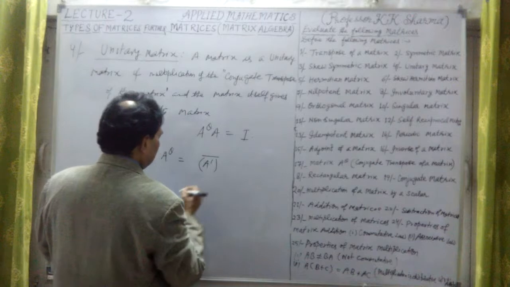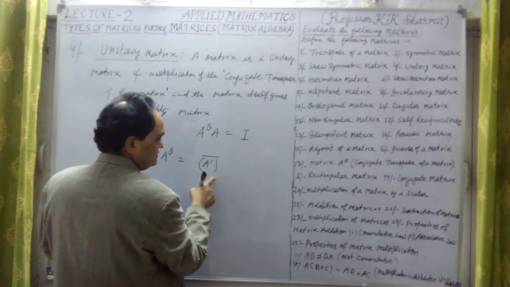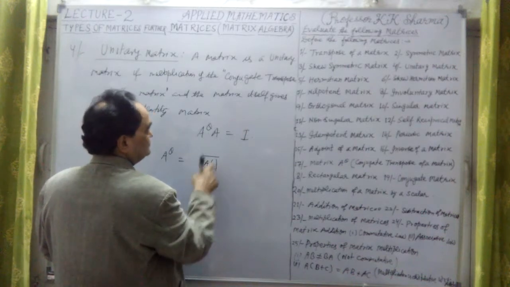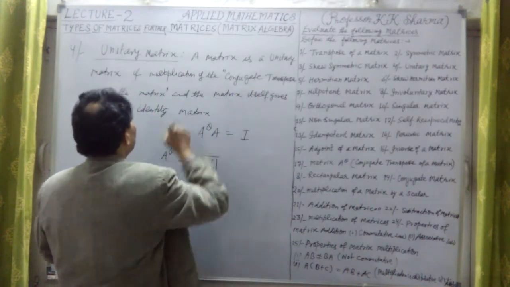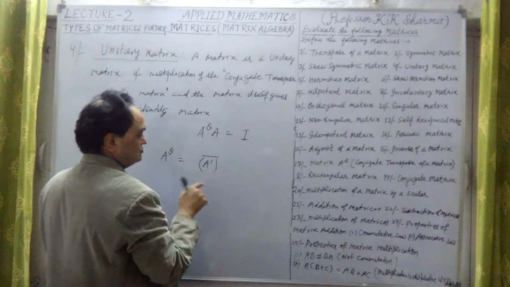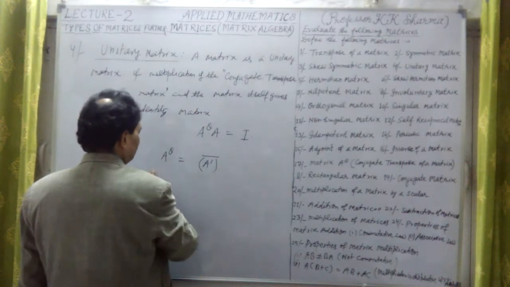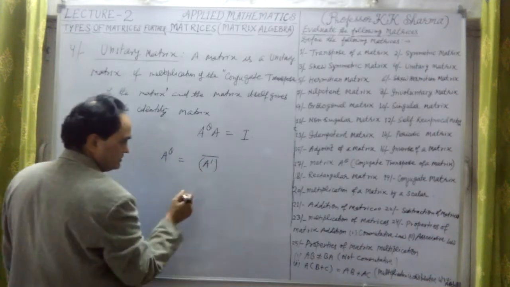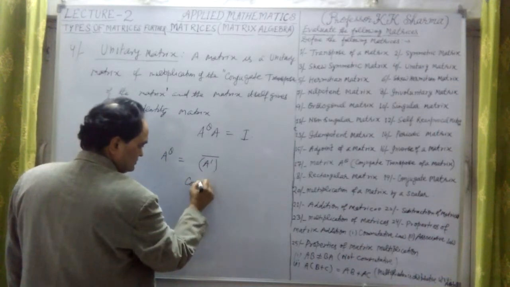What is that? Let me define it. So A theta is the conjugate of A transpose. This is the conjugate transpose of the matrix. It means first transpose and then conjugate, or vice versa. It doesn't matter. So what is a conjugate?